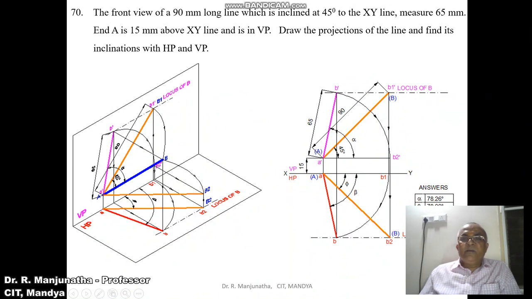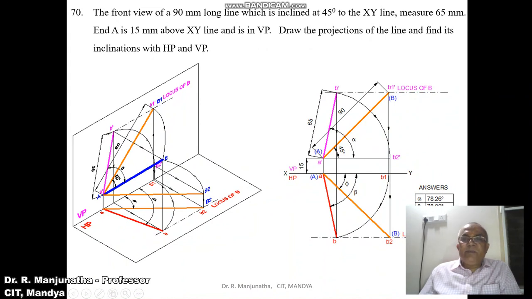Once you get this point, from B dash you draw a vertical projector to the top view, so that it will be extended indefinitely. Then we know that the true length is in the vertical plane, so that means since it is the true length in VP, obviously the line has to be parallel to VP.